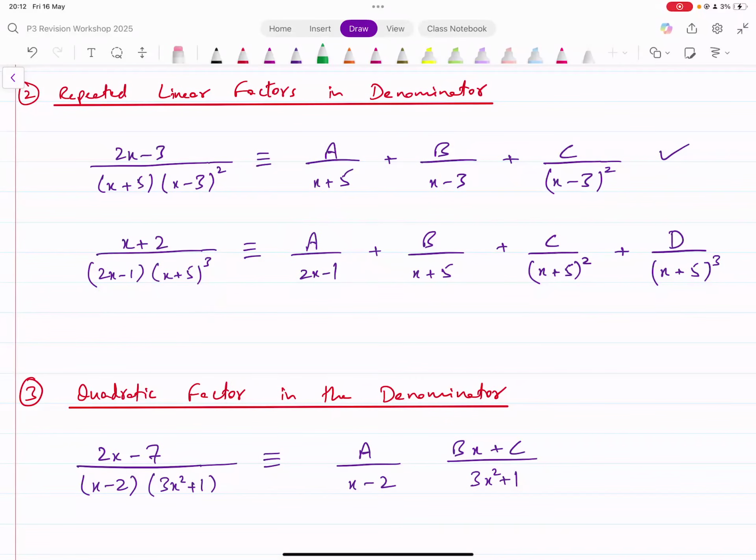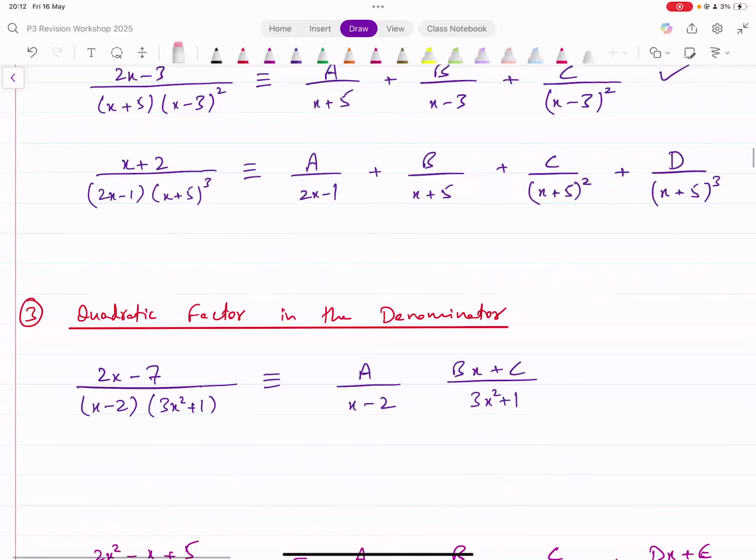In the earlier case, the power was 2, so we consider x minus 3 power 1 and x minus 3 power 2. In this case, we consider x plus 5 whole squared, x plus 5 whole cubed. All right. This is what happens when you have repeated linear factors. This is still a linear factor inside, but it's repeating.